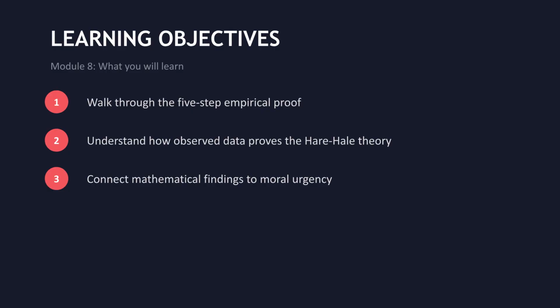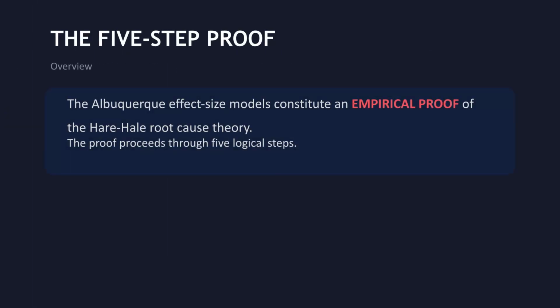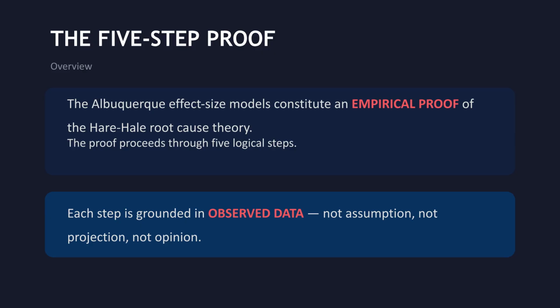supports the Hare-Hale theory, connecting these findings to moral urgency, articulating the specific policy recommendation, and committing to action. The Albuquerque effect size models provide an empirical proof of the Hare-Hale root cause theory, proceeding through 5 logical steps. Importantly, each step is grounded in observed data, not assumption, projection, or opinion.